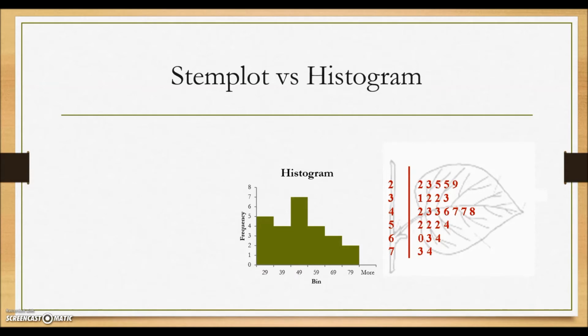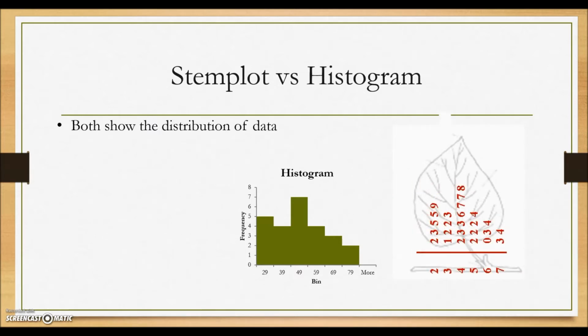Here we have a display of the same data, only one is in a stem plot as we saw in the previous slide, and here adjacent to it is the histogram. If we rotate that stem plot 90 degrees, it also has a very similar look to that of the histogram. We can see that the greatest frequency is here in the 40 range.